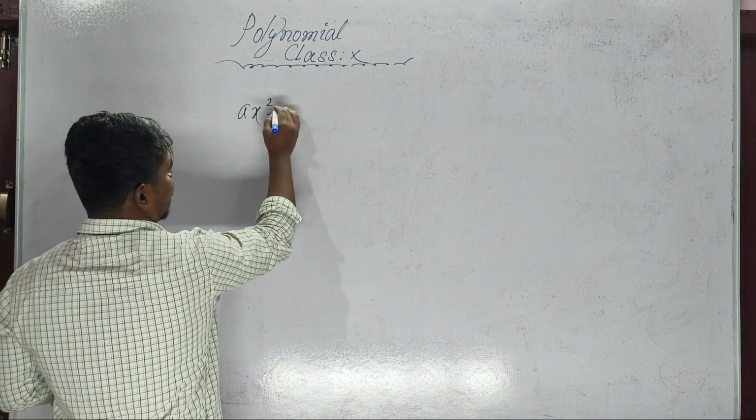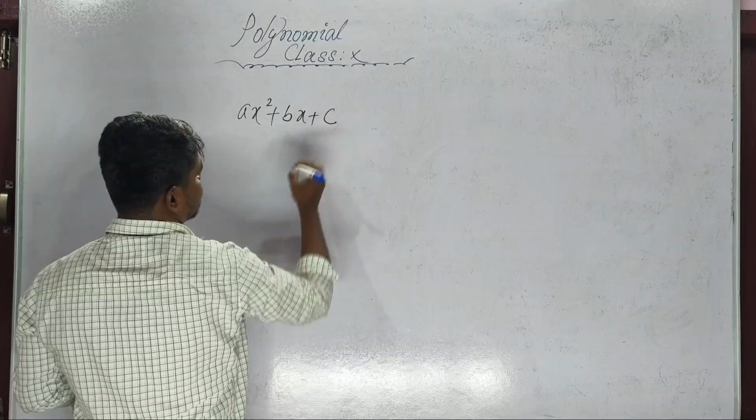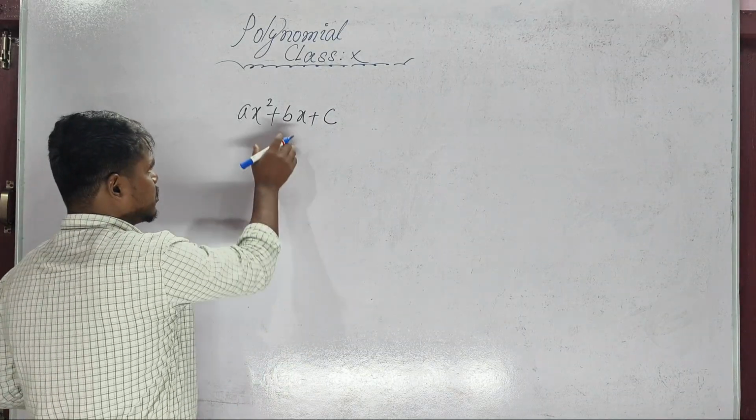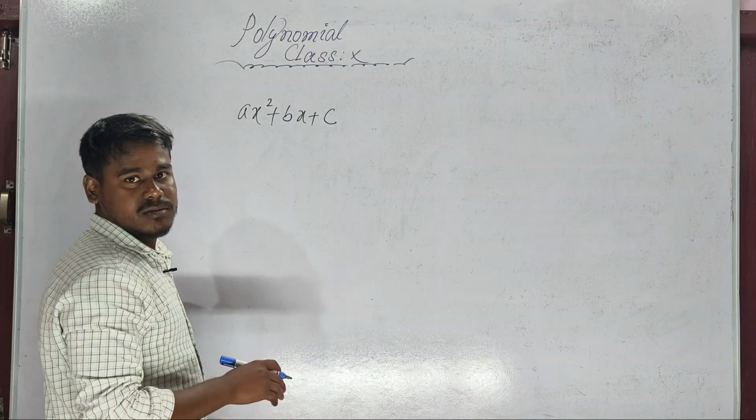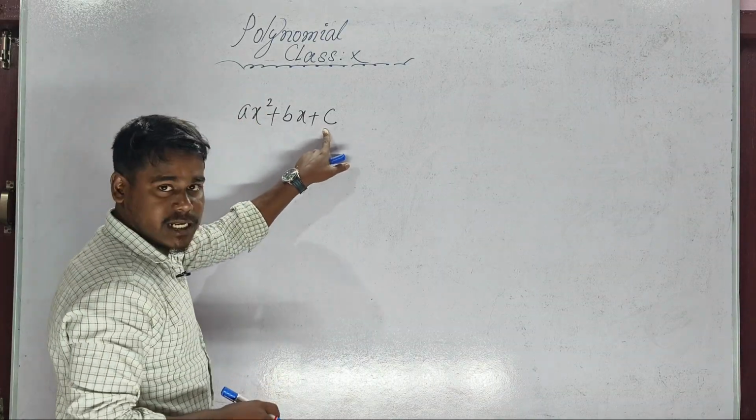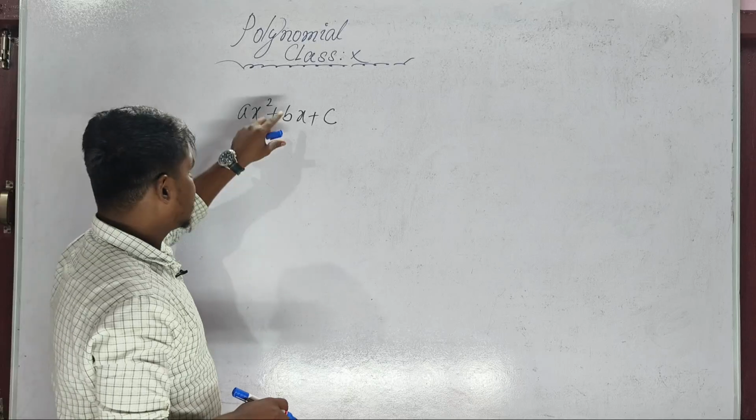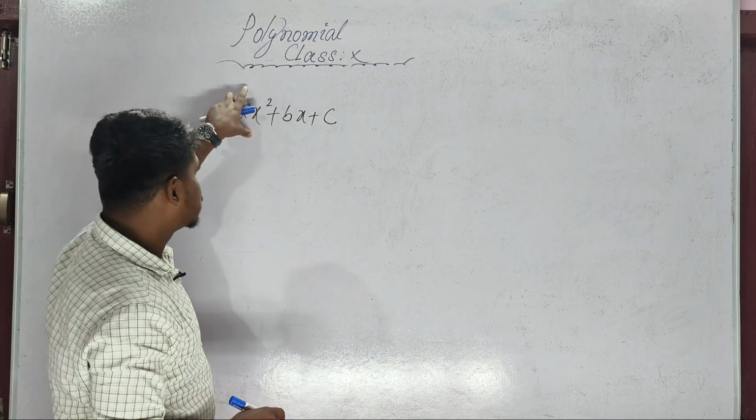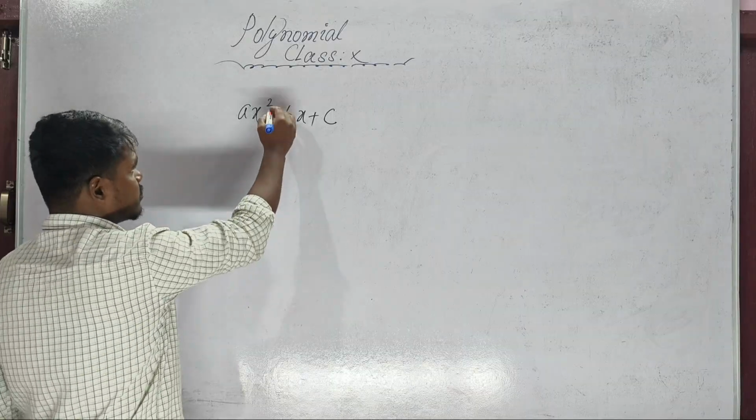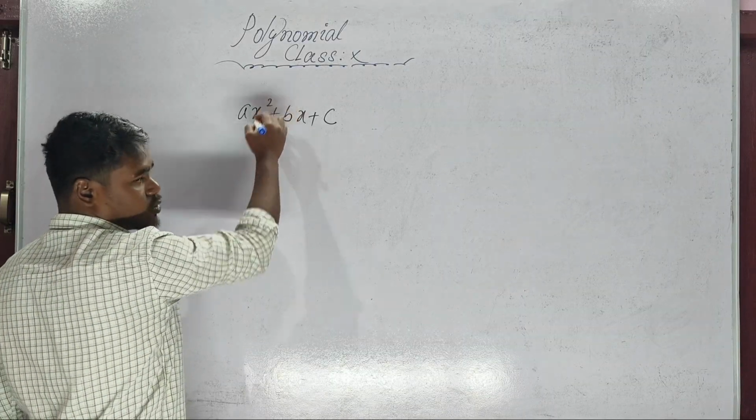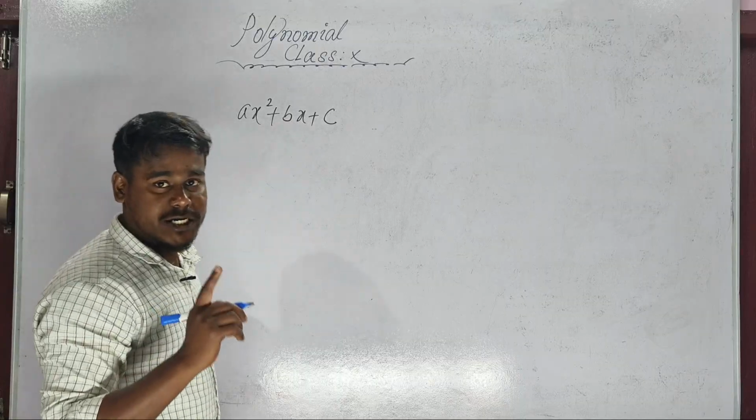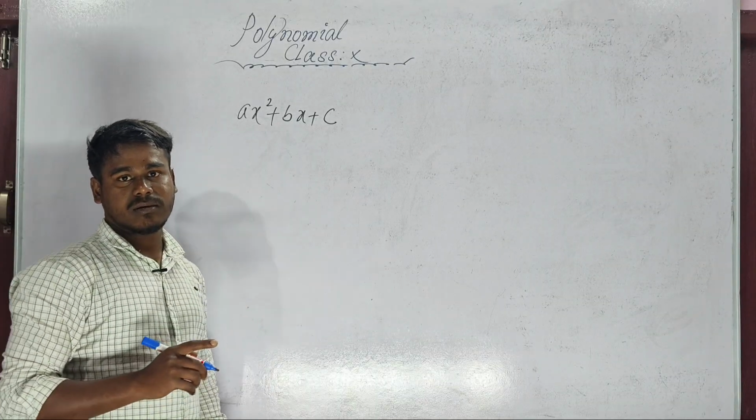ax square plus bx plus c. This is an algebraic expression with more than two terms. Exponent, variable, real number, all are in algebraic expressions. That's why this is a polynomial. Since the highest power on the variable is 2, it means degree 2. That's why it is called a quadratic polynomial.